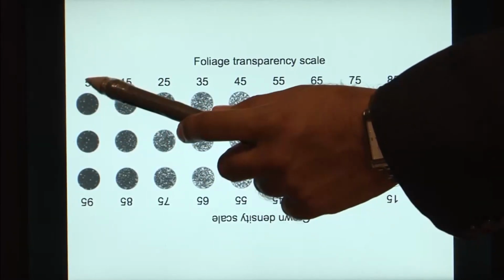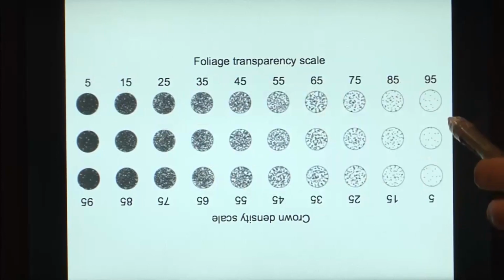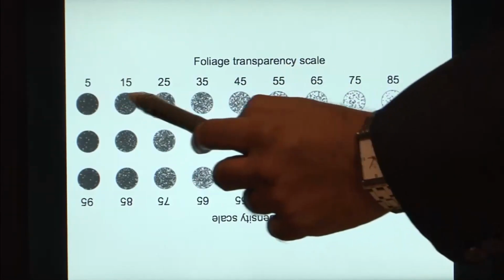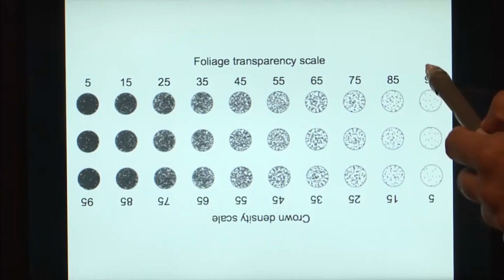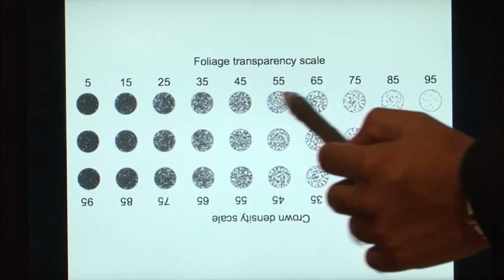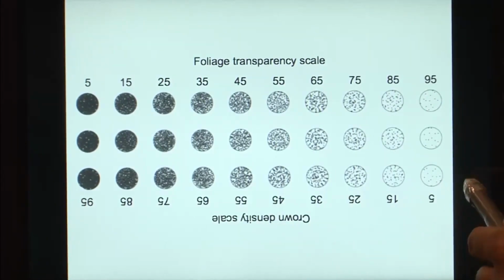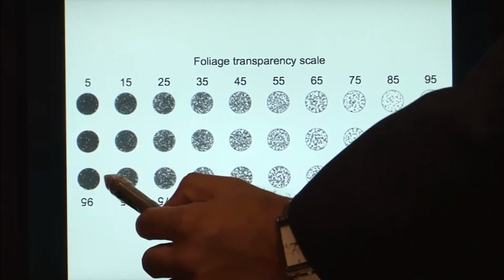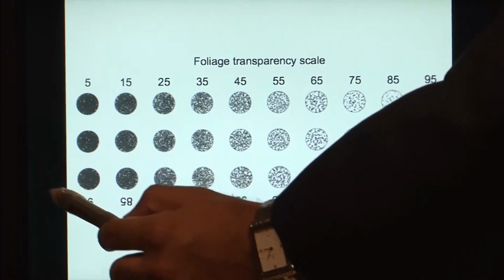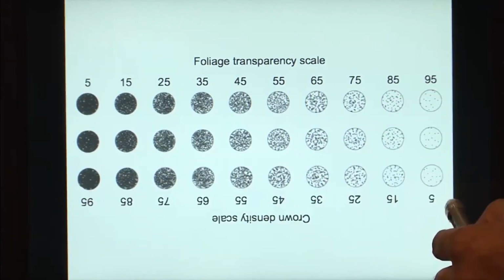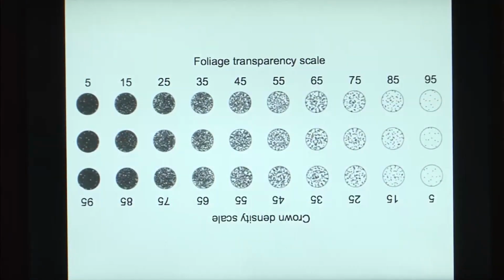Transparency of 0% would be completely black, a transparency of 100% would be completely white, and this would give you all the transparencies. On the other hand, you could also go in the opposite direction. If you look at the crown density, a 0% density would permit the whole of the light to go through, so that would be a transparent slot, and as the crown density increases in this direction, 100% crown density would not allow any light to pass through it. So, here we have this scale from 5% to 95%. We are going to hold this against our eyes and compare our tree with this.